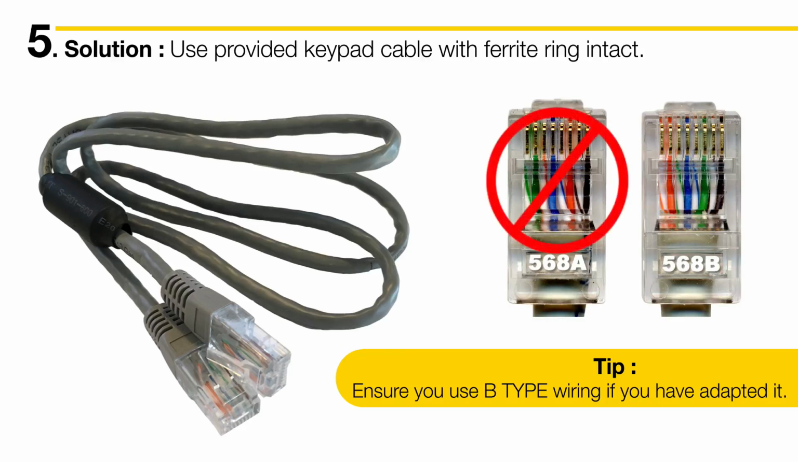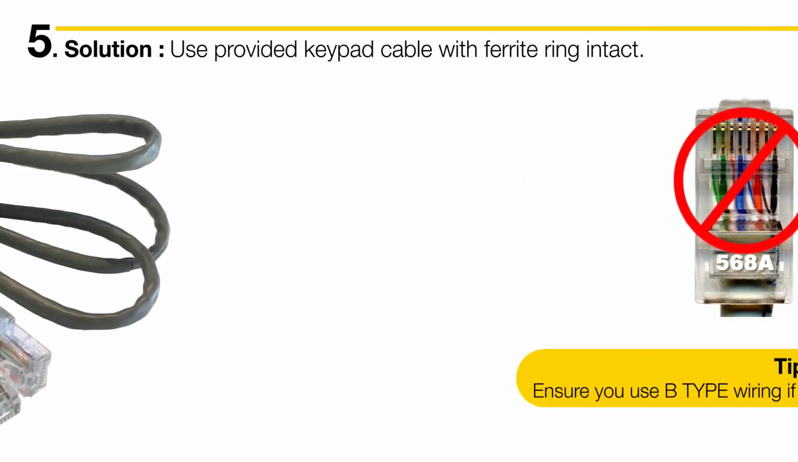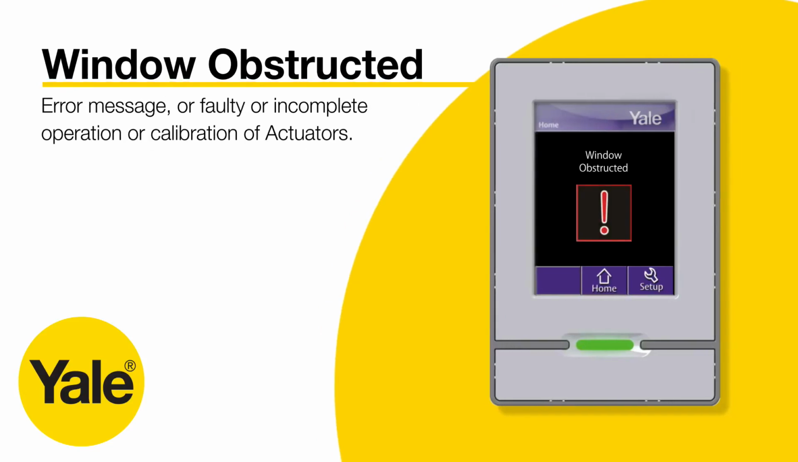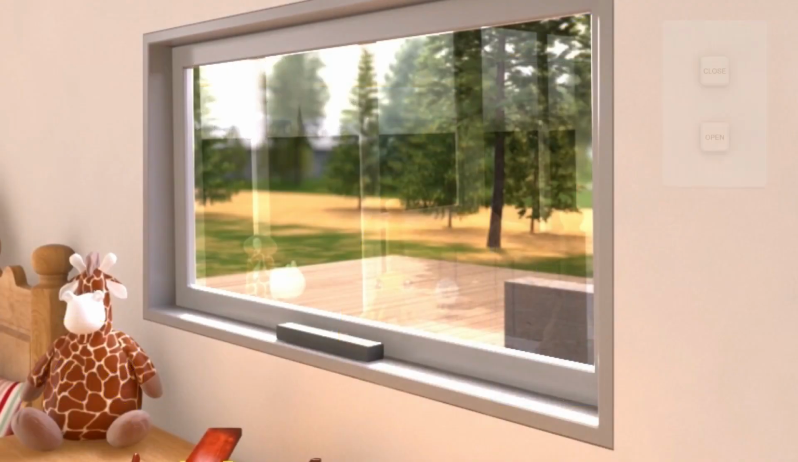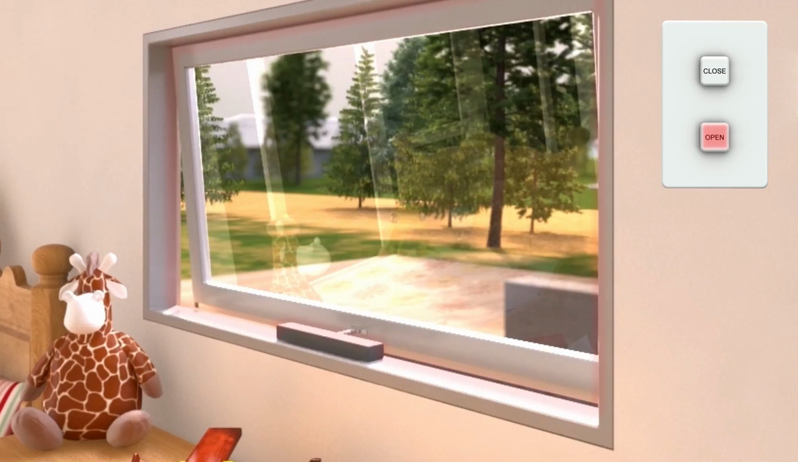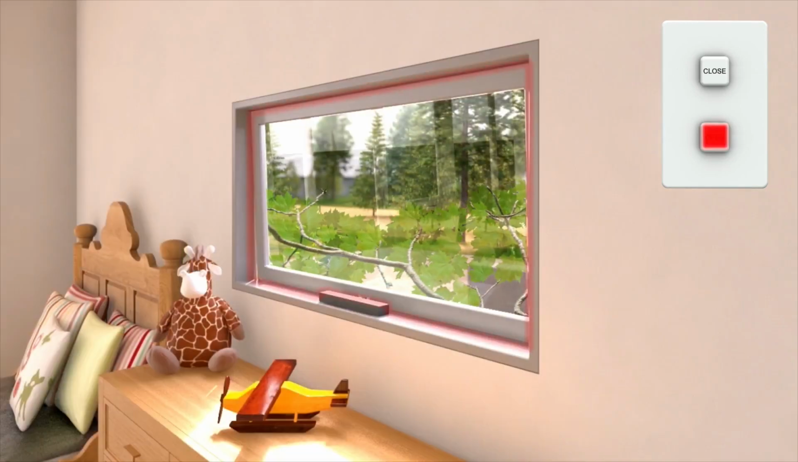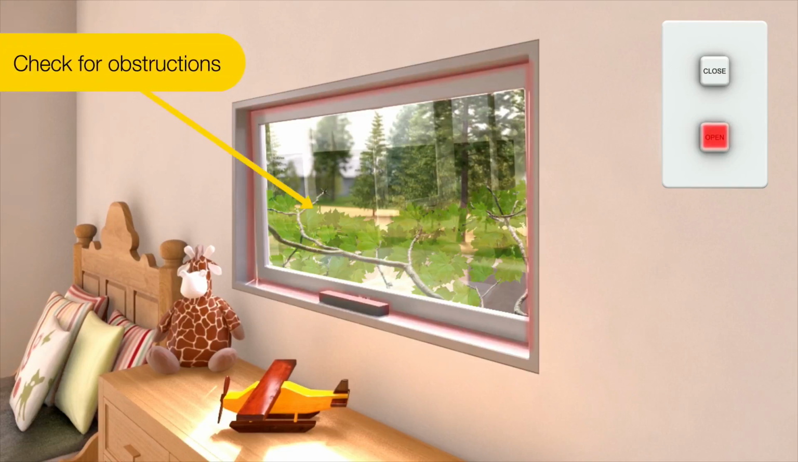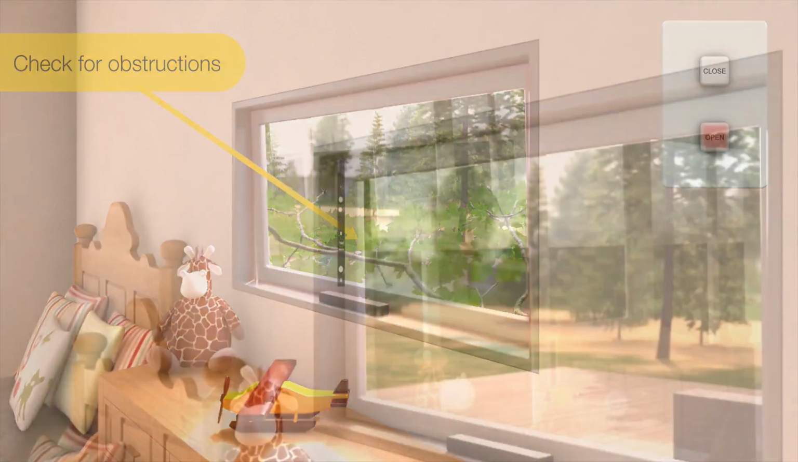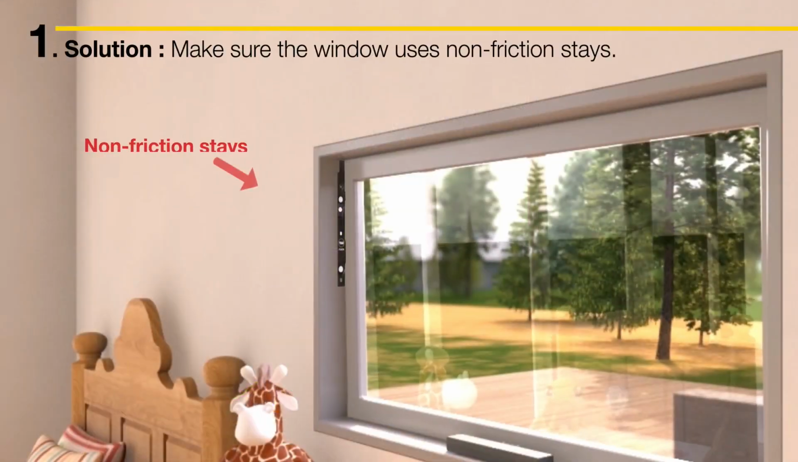Now that we've covered common communication error causes, we'll move on to what can cause a window obstructed error to appear on the keypad. Or if you're using a wall switch or smart home system instead of a keypad, you may find the actuators start to move but stop short of full stroke and won't complete the initial calibration sequence. Basically, this error means the motor is struggling to open or close the window. So the first thing to do is check for obstructions.